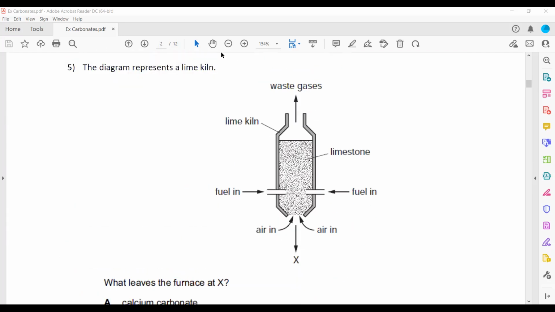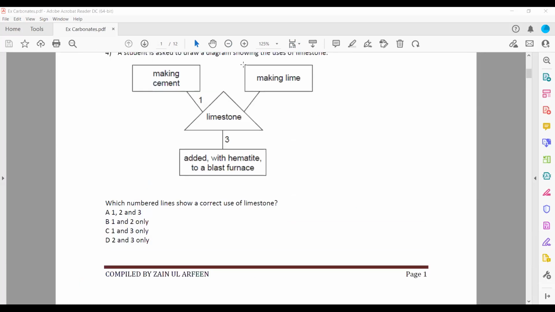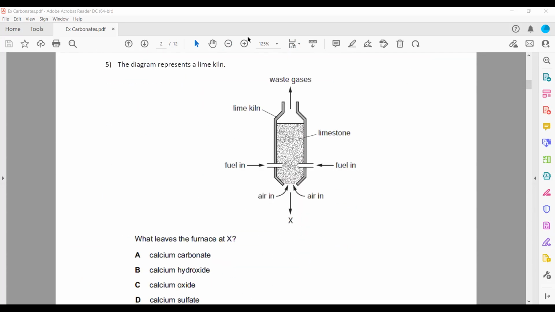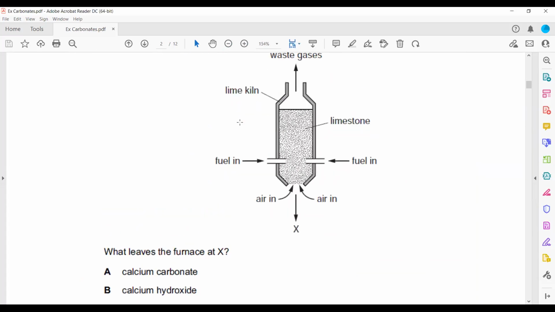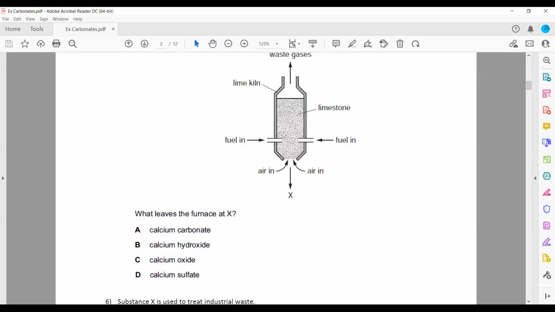This is a lime kiln. The diagram is representing this one, this is 1, this is 2, and this one is 3. The 2 is not printed, but that is the second part. So in the lime kiln, what happens? What leaves at X?